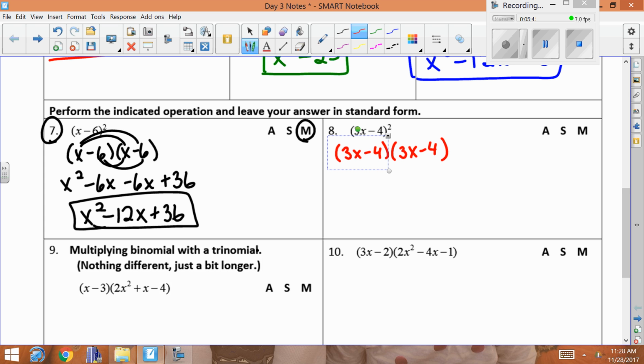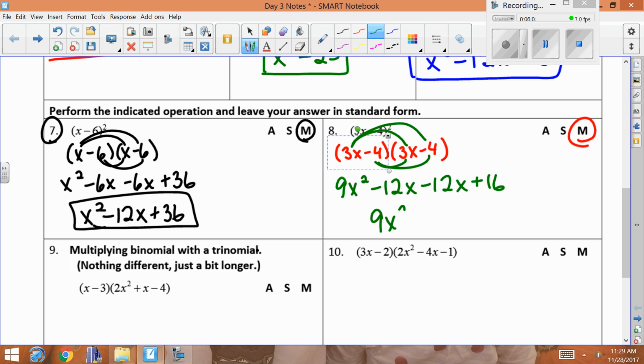So when we look at this one, again, it's another just double distributive problem. It's a multiplication problem, so we multiply. 3x times 3x gives us 9x squared. That becomes a minus 12x when we distribute. Then distribute the negative 4. We get another negative 12x, and then negative 4 times negative 4, positive 16. So 9x squared, combine your like terms, minus 24x plus 16.